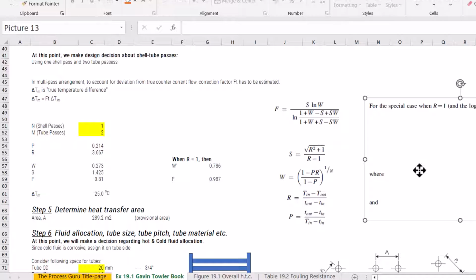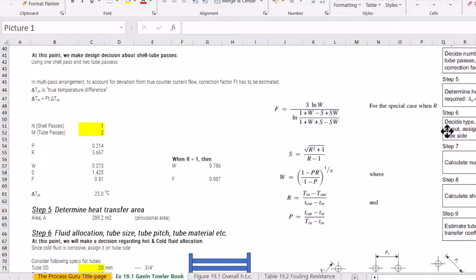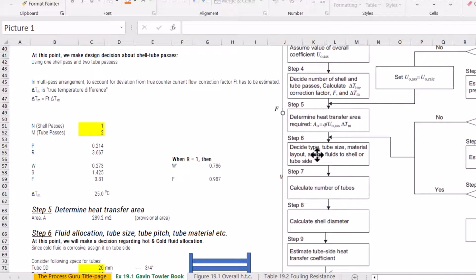By the way, I have already coded all these things in our Excel sheet. Once you get this Excel sheet, you can review it. It's very simple. So here the true temperature difference is calculated. So we are done with step number 4. Now coming to step number 5. In step number 5, we need to determine the heat transfer area that is required based on whatever we have calculated so far.